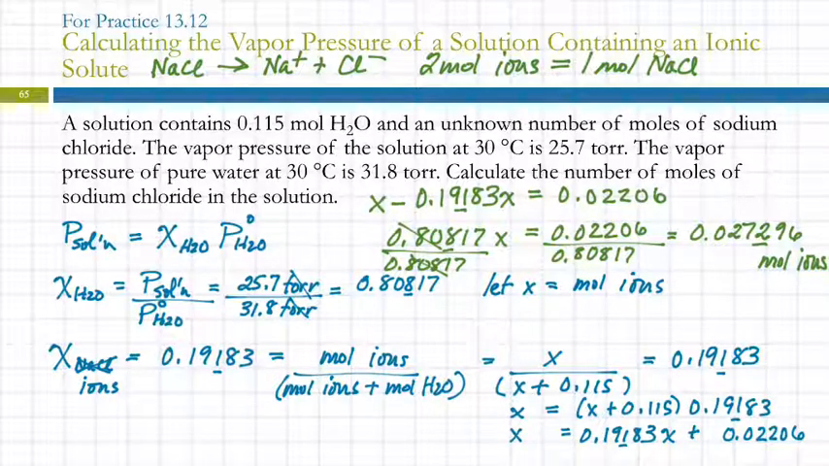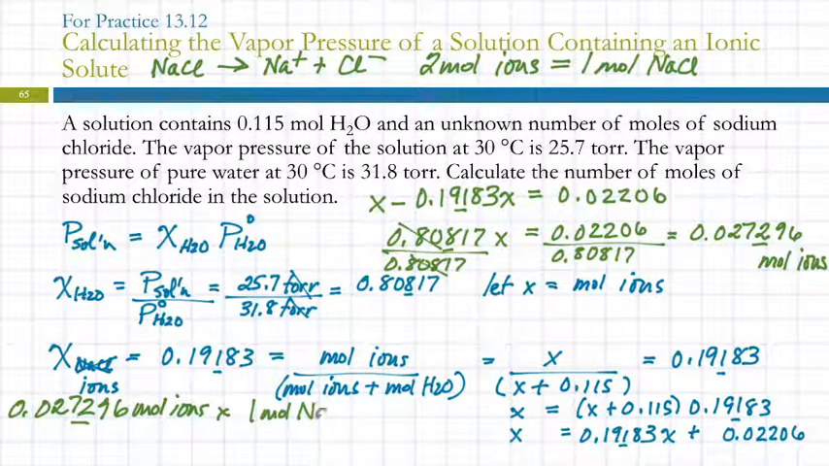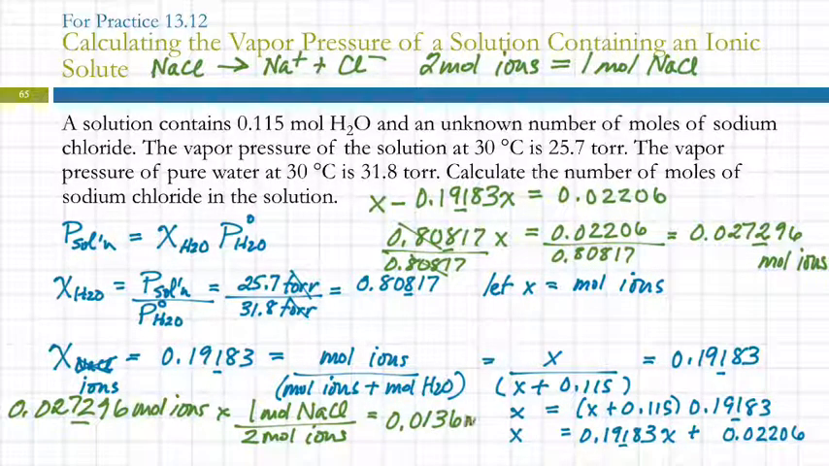I just really don't have space. Go down to this corner now. So that's moles of ions. So I've got 1 mole of sodium chloride for every 2 moles of ions. So I take that value and I divide by 2, and 0.0136 moles of sodium chloride. Any questions?